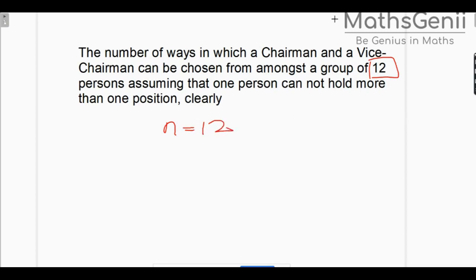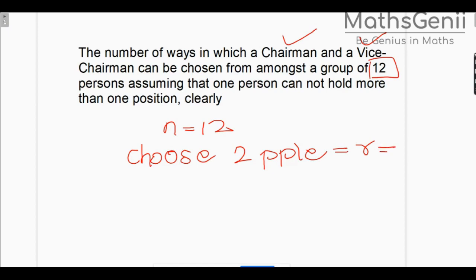You have to choose how many people? You have to choose two people, one for chairperson and one for vice chairperson. So your r becomes 2. Now, let's go to the formula. First, how will you denote this? The denotation is nPr. So it will be 12P2. In place of r, I'm writing 2.